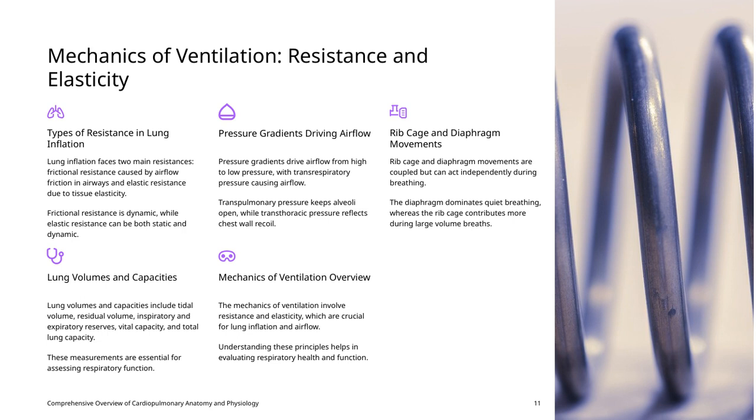Finally, when it comes to lung inflation, resistance plays a big role. There are two main types: frictional resistance, caused by airflow friction within the airways, which is dynamic and varies with airflow rate, and elastic resistance, which results from the elastic properties of lung tissue and the chest wall. Elastic resistance can be both static, present even at rest, and dynamic, changing during breathing cycles. Understanding these concepts helps us appreciate how complex and finely tuned our respiratory system truly is.